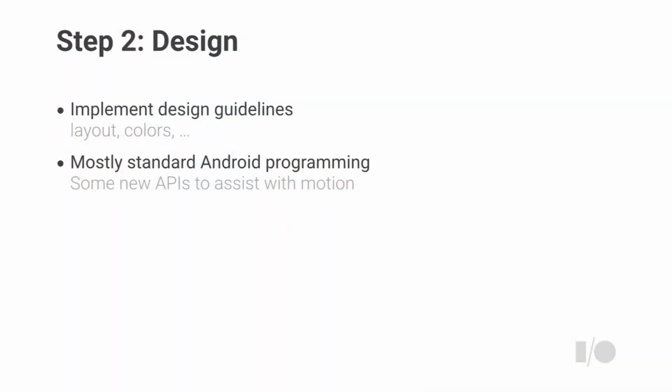So you'll want to go ahead and implement the design guidelines. So this is going to be new ways of dealing with layouts and colors, new metrics, new measurements, and use of the grid. From there, it's really mostly standard Android programming. You're going to be using a lot of the tools that you're already familiar with there. We've got some new APIs to assist with motion and alignment of certain elements on screen that you traditionally haven't had a lot of control over in the past, such as where things are positioned in the action bar.